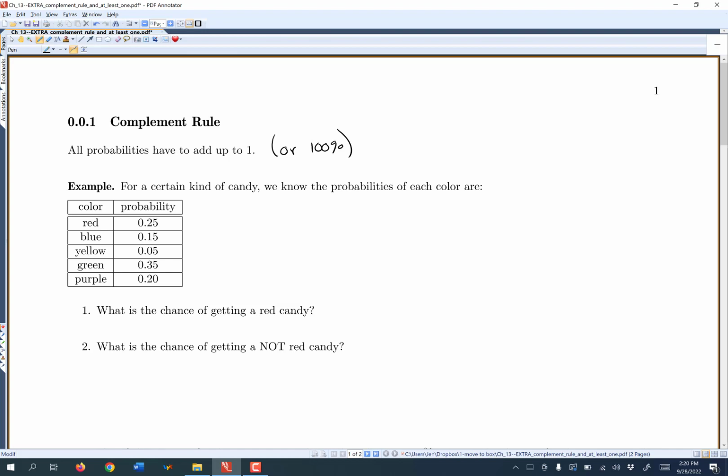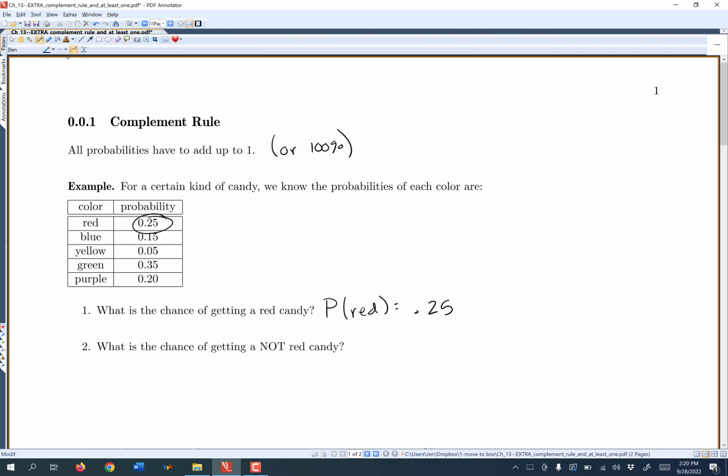So for example, let's say we have a certain kind of candy and we know the probabilities for each color are, say, 0.25 probability for a red or 0.15 for a blue. So let's look at our table and say, what is the chance of getting a red candy? Well, to get a red candy, I just look at red, and the probability of red equals 0.25. So that was pretty simple. But now, what is the chance of getting a not red candy?